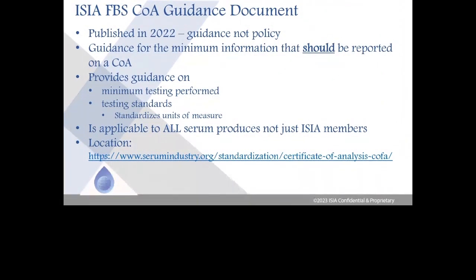In 2022, the ISA Standardization Committee finalized, and the Board of Directors published, a C of A guidance document that puts forth guidance on the minimum information that should be reported on a C of A. It further provided recommendations on the minimum testing to perform, which methodologies to use, and how to report the results, specifically which units of measure to utilize.